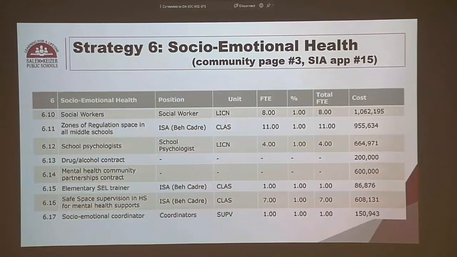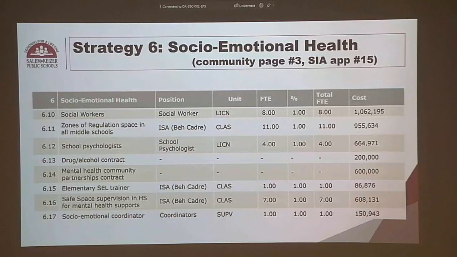6.12, an additional 4 full-time school psychologists. You'll see the next 2 are additional contract dollars. We believe we need to increase the current drug and alcohol contract by an additional $200,000. We have funds set aside for that in other areas of the budget, and this would be in addition to those funds. Similarly, I referred to the mental health partnerships and the need for pass-through dollars so that those mental health therapists can provide services to students who do not qualify for OHP. That currently has a dollar figure of $600,000 sitting there.